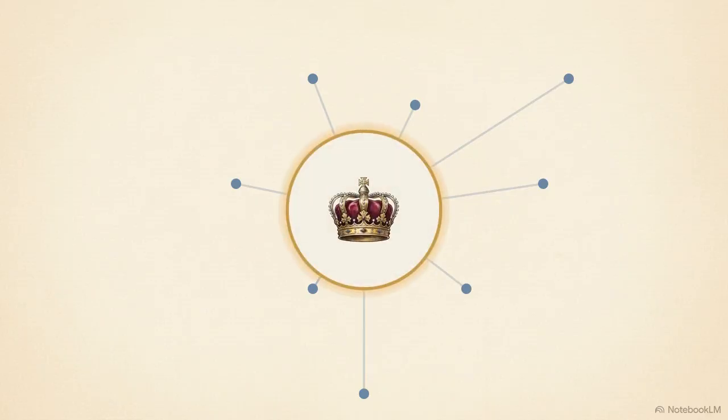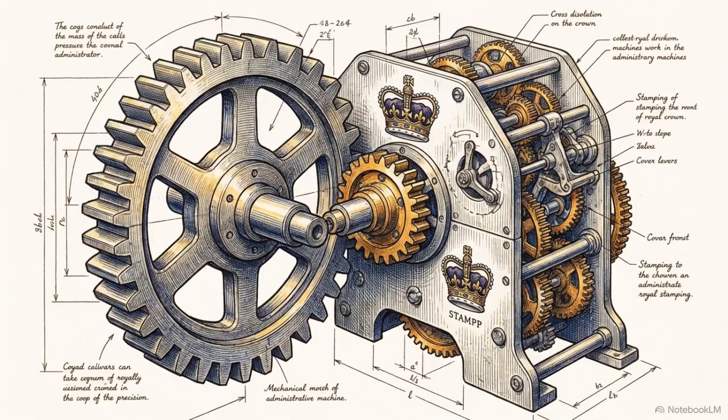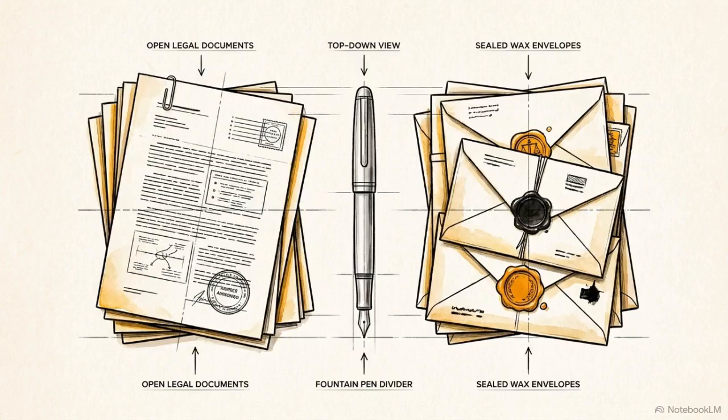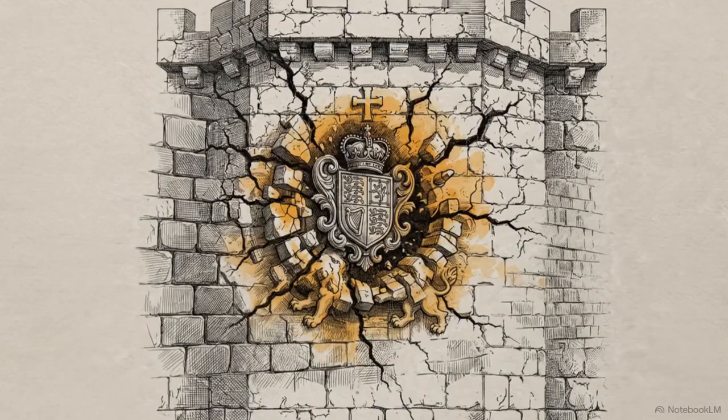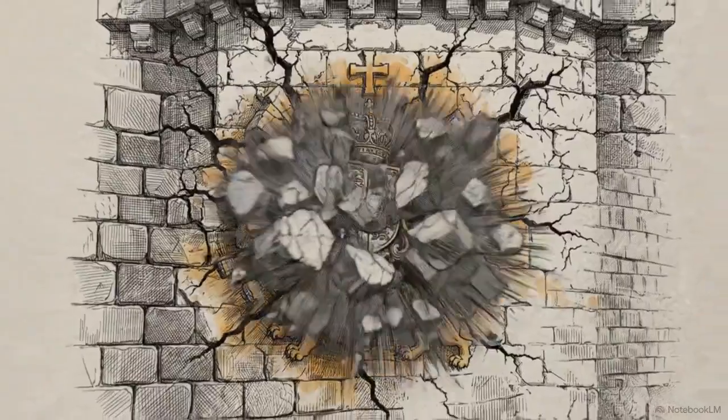Centralization reached its peak with the 1833 Charter Act. The company became purely an administrative body, ending all commercial activities. Lord William Bentinck was elevated to Governor-General of India, centralizing all civil and military power under a single office. By 1833, the British had successfully re-engineered a trading corporation into a centralized administrative instrument for imperial rule.